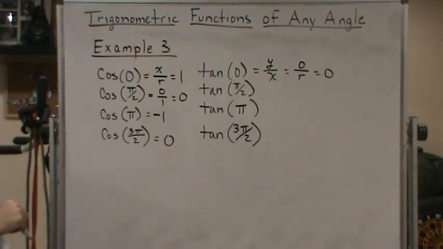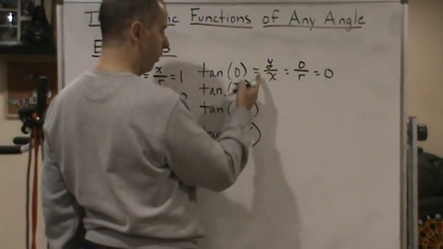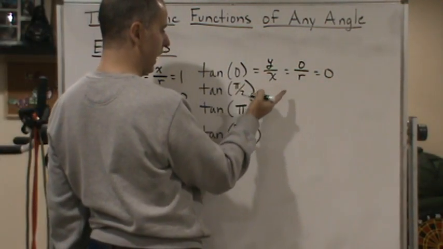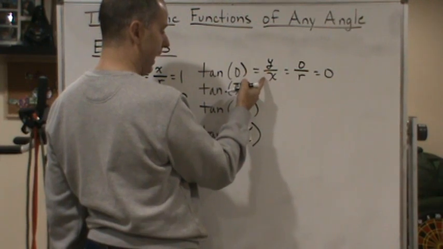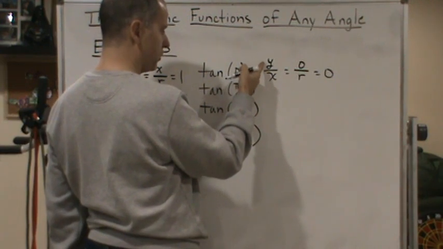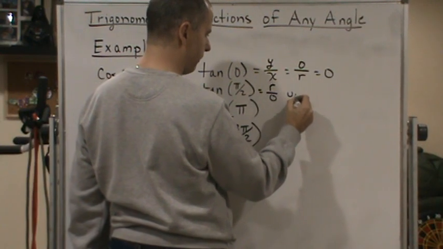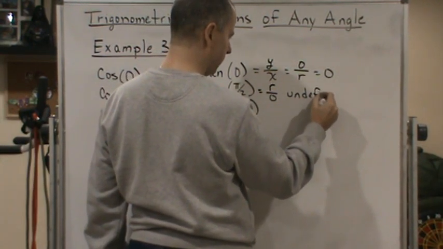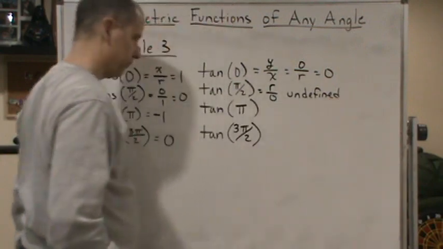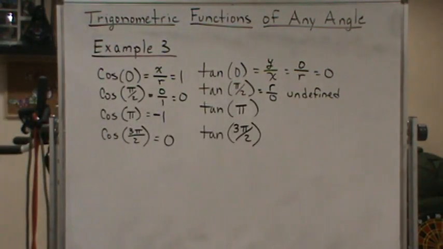Okay? Pi over 2, what's happening here? Pi over 2, as you go to 90 degrees, x is going to 0, y is going to r, so you end up with r over 0, which is undefined. Okay?